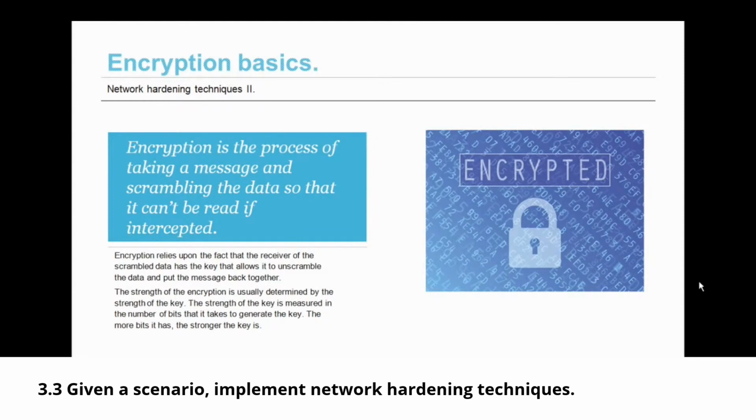Encryption is the process of taking a message and scrambling the data so that it can't be read if it gets intercepted. Encryption relies upon the fact that the receiver of the scrambled data has the proper key that allows it to unscramble the data and put the message back together. The strength of the encryption is usually determined by the strength of the key. The strength of the key is measured in the number of bits that it takes to generate the key. The more bits that it takes, the stronger the key is.